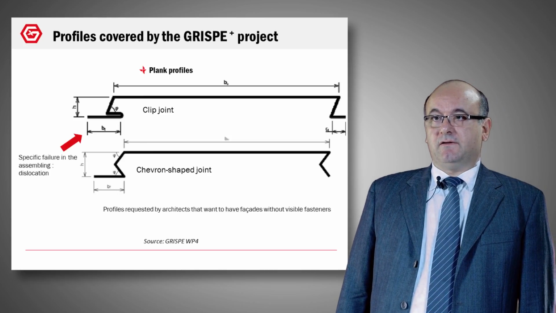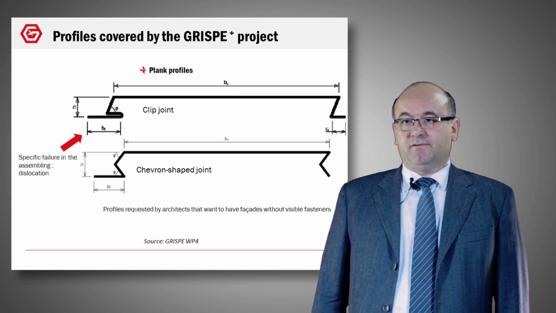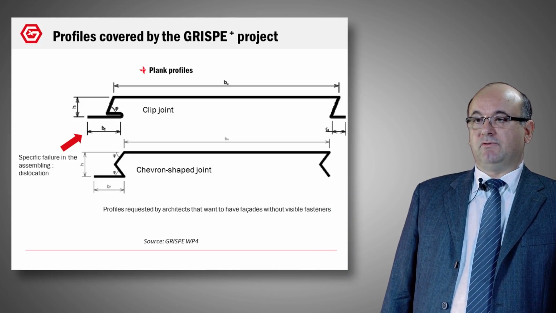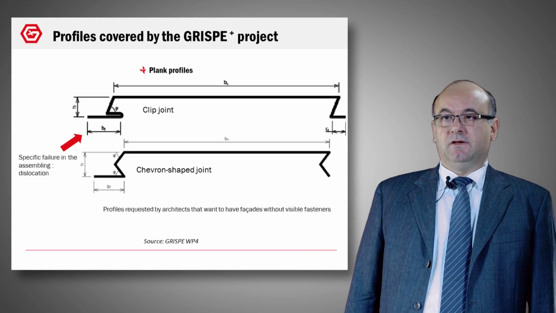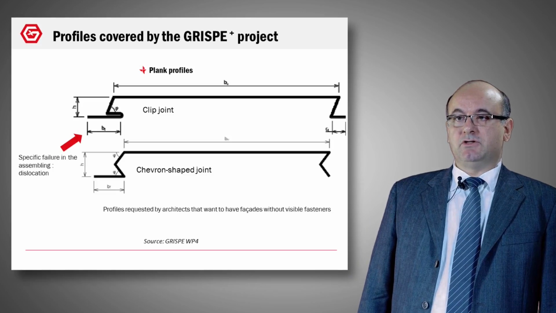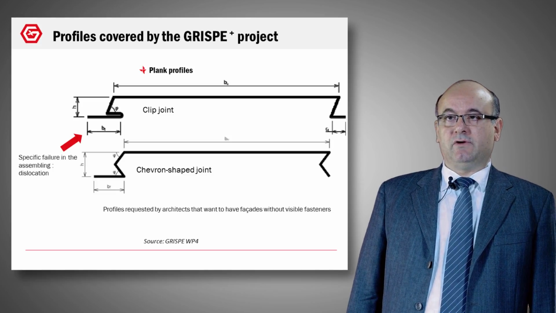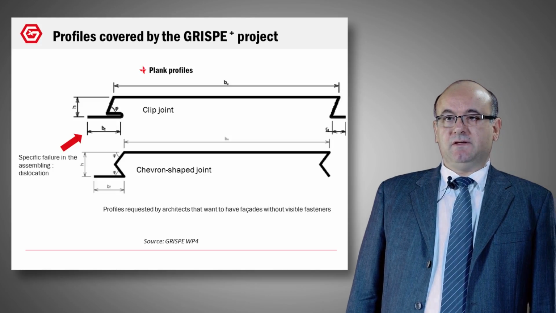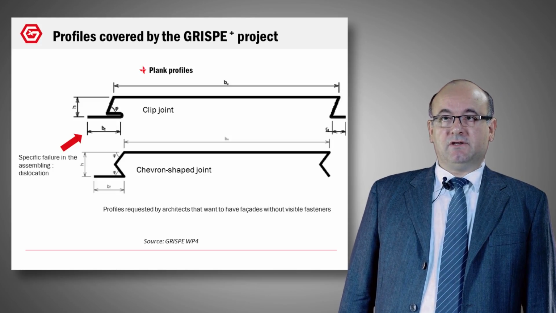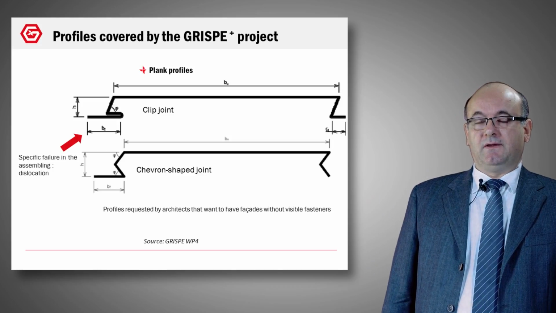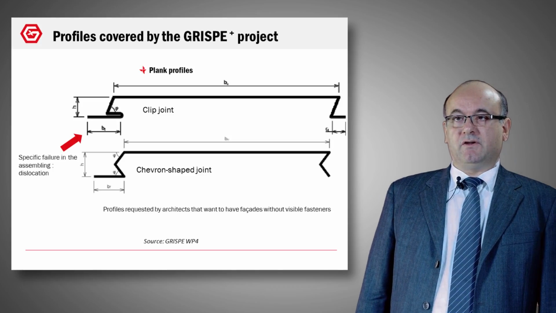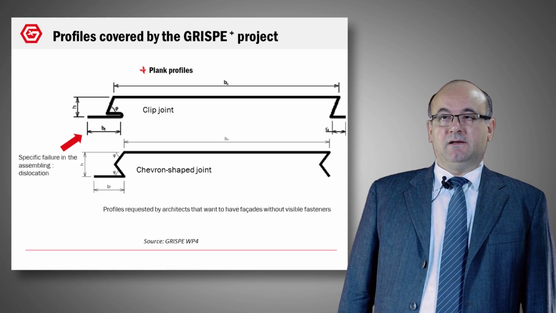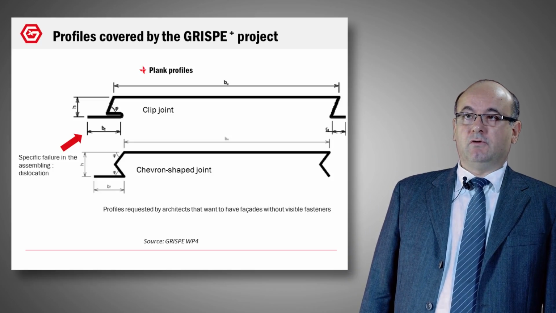The last concerns the plank profiles. These profiles are requested by architects who want to have a facade without visible fasteners. You can see here 2 types of clip joint and chevron-shaped joint that allow to hide the fastener. The problem is when you do this, you have a specific value that is named dislocation that doesn't exist in the Eurocode. That is why a new method was proposed to calculate this assembly in the Eurocode and to calculate also the plank profiles.